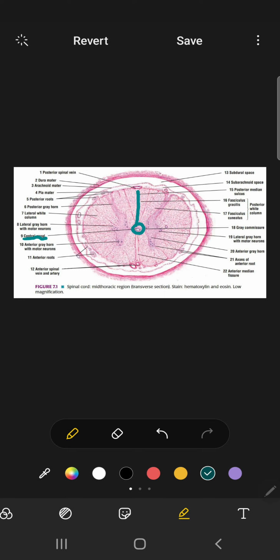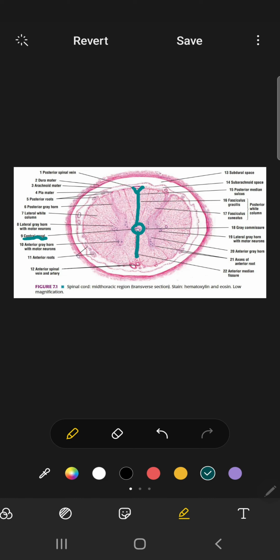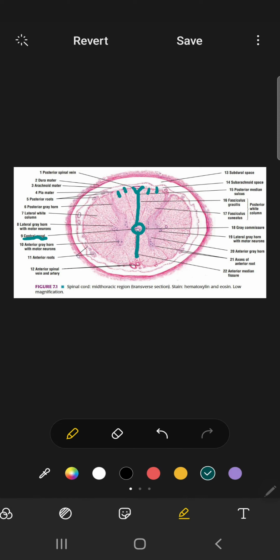Dorsal to the central canal is a septum that is called the dorsal median septum. And opposite the dorsal median septum is a groove on the dorsal surface of the cord, and that is known as the dorsal median sulcus. Ventral to it is the deep cleft or fissure, the ventral median fissure. In the dorsolateral part, there are shallow grooves on either side that are called the dorsal lateral sulci.